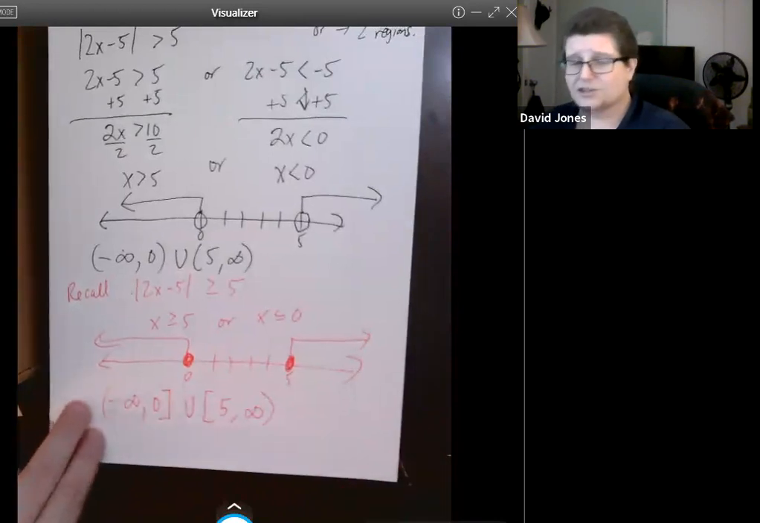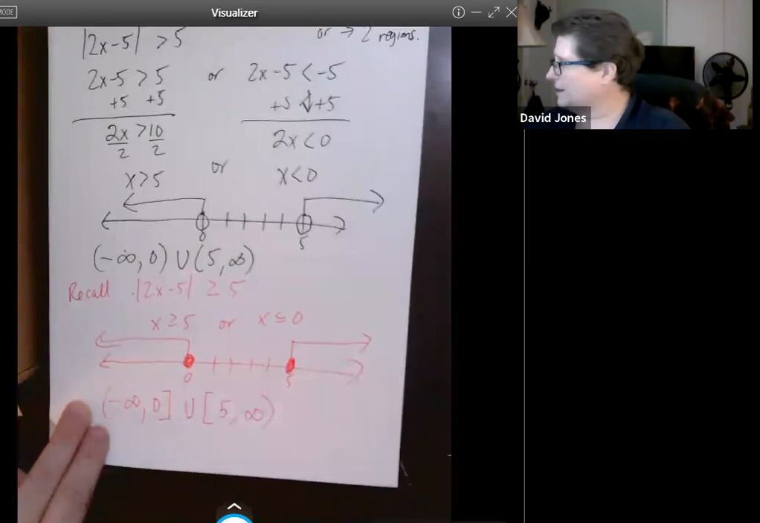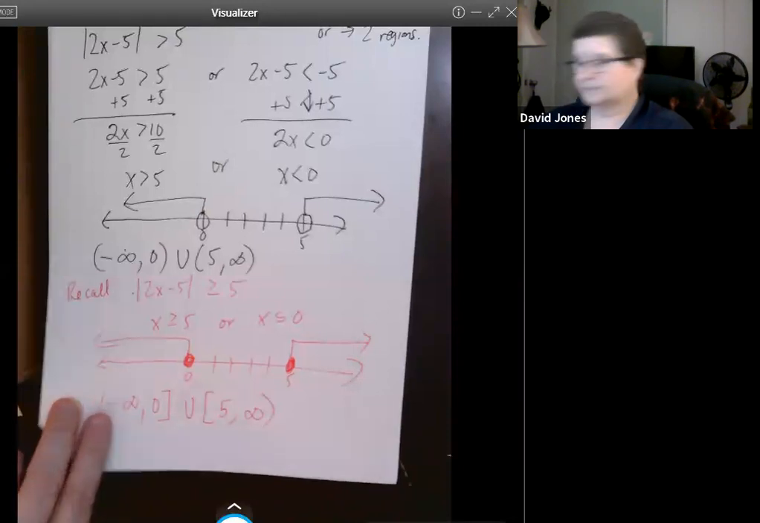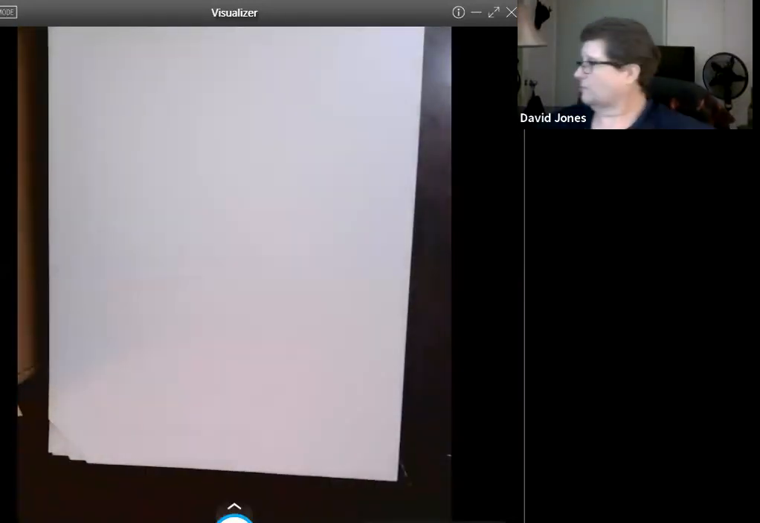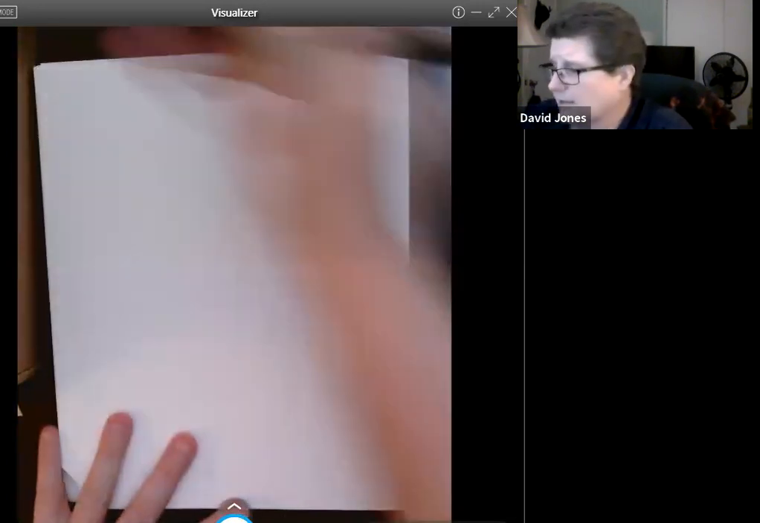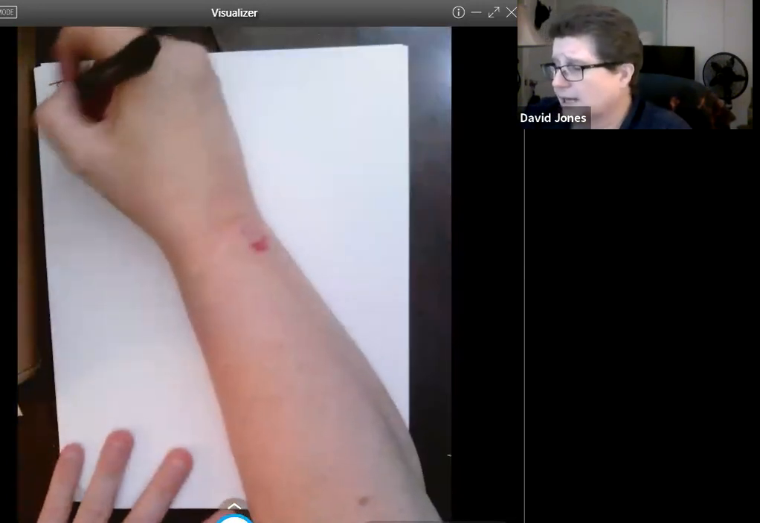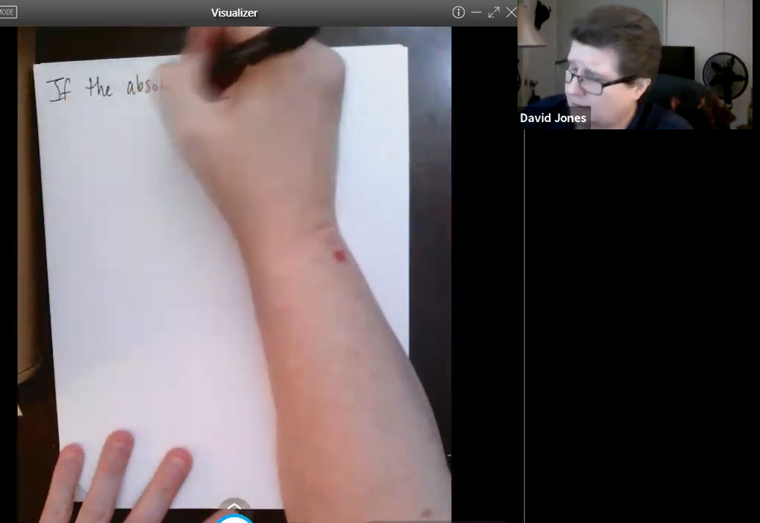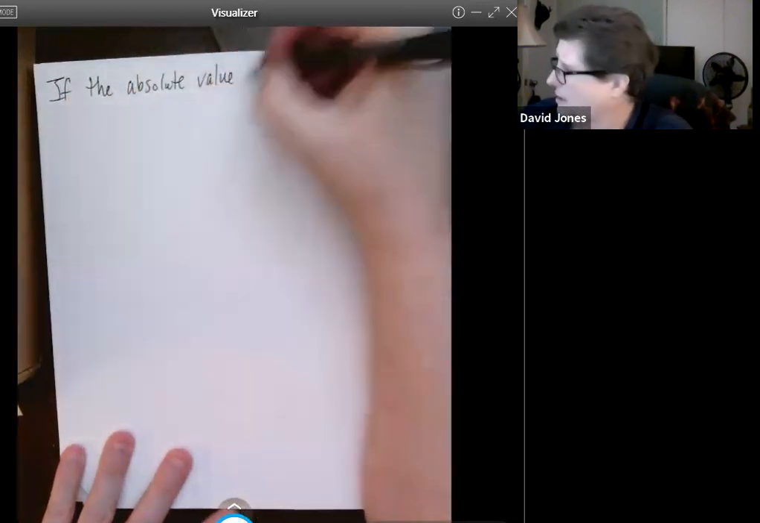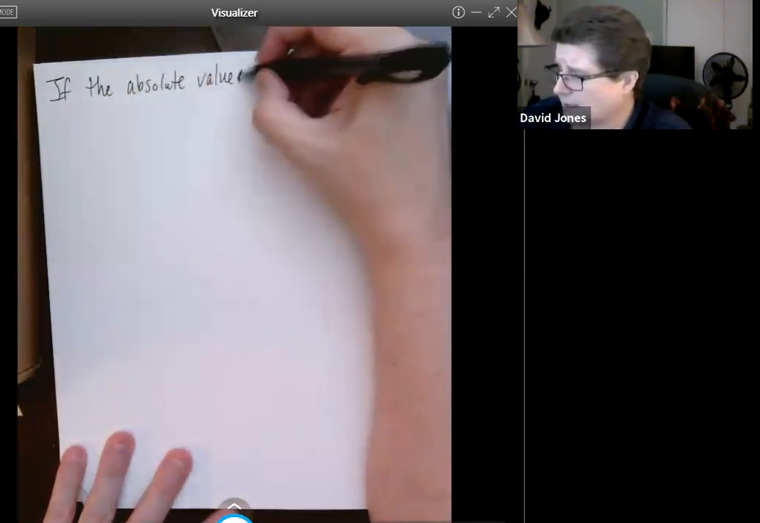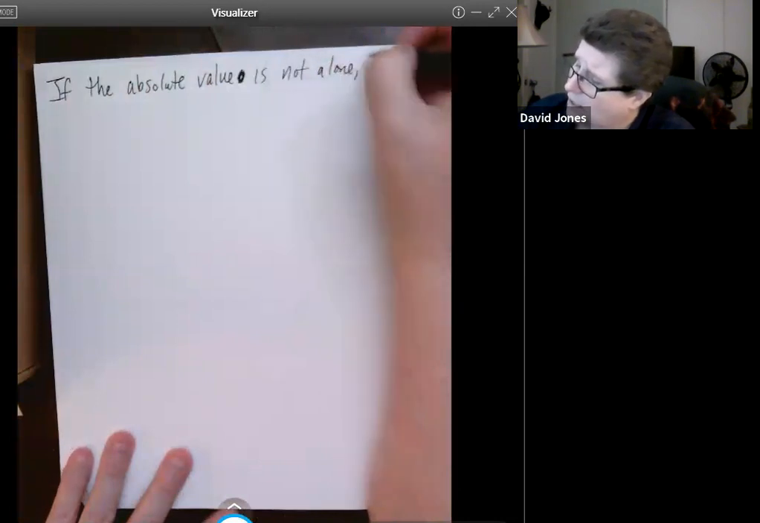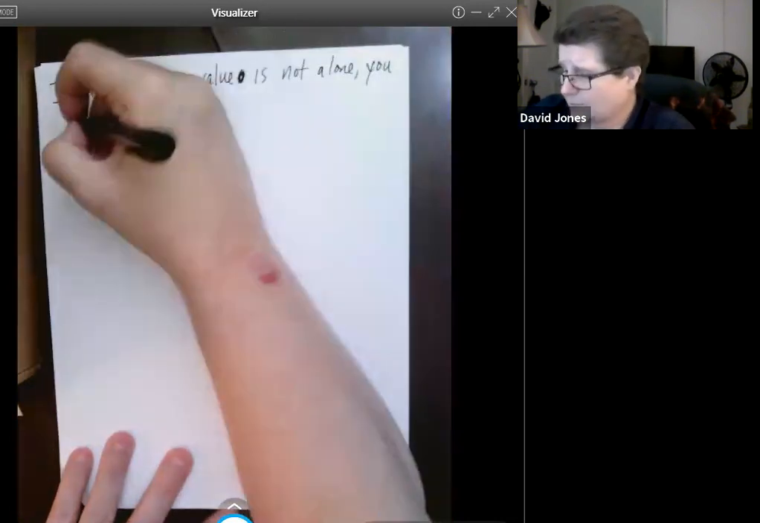This is a relatively short section. I've only got a little bit more to talk about. It's important to note, if the absolute value is not isolated, is not alone, you must isolate it before solving.